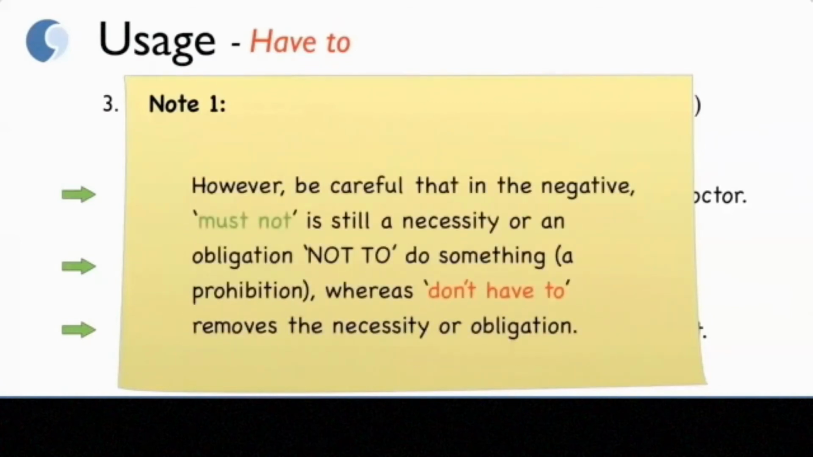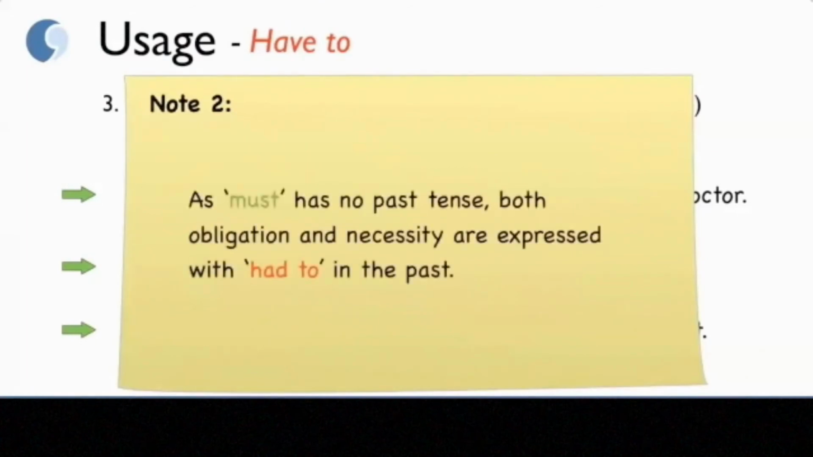However, be careful that in the negative, must not is still a necessity or an obligation not to do something, a prohibition, whereas don't have to removes the necessity or obligation. As must has no past tense, both obligation and necessity are expressed with had to in the past.